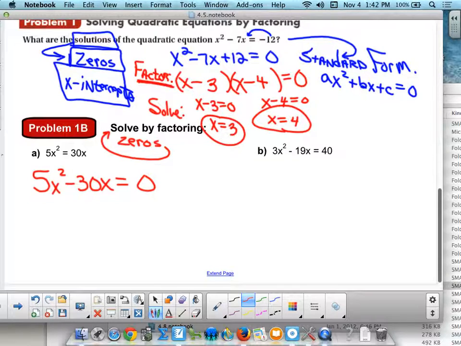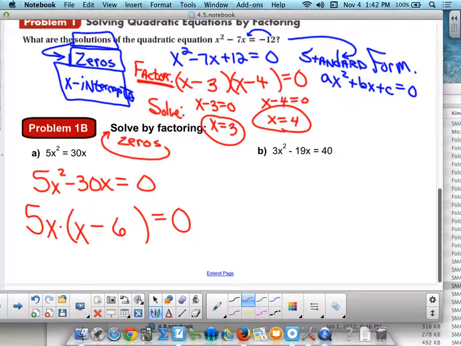3 and 8? That's not it. You didn't take out the GCF. Guys, is there a greatest common factor up here? 5x. Yes. Are you okay with what I just did? I took out 5 because 5 goes into 30 and 5. I took out x because they both have x's. When you divide by 5x, what do you get? X minus 6.